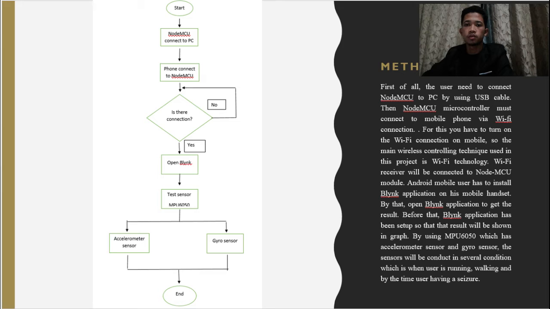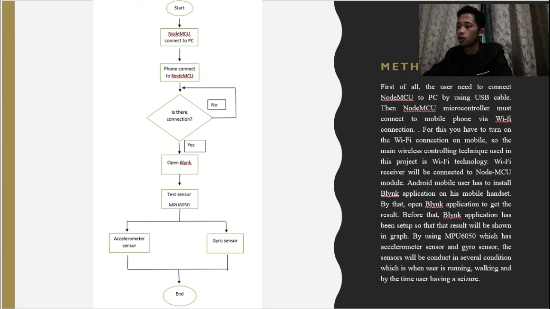Next, I will explain about the flowchart. First of all, the user needs to connect NodeMCU to PC by using USB cable. Then NodeMCU microcontroller must connect to mobile phone via Wi-Fi connection. For this, you have to turn on the Wi-Fi connection on mobile. So the main wireless controlling technique used in this project is Wi-Fi technology. Wi-Fi receiver will be connected to NodeMCU module. Android mobile user has to install Blynk application on his mobile handset.